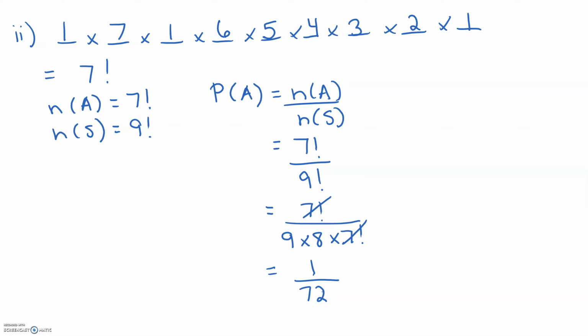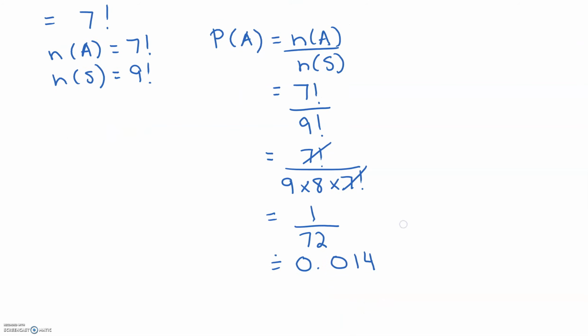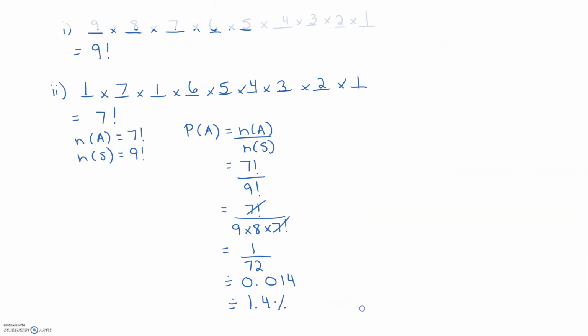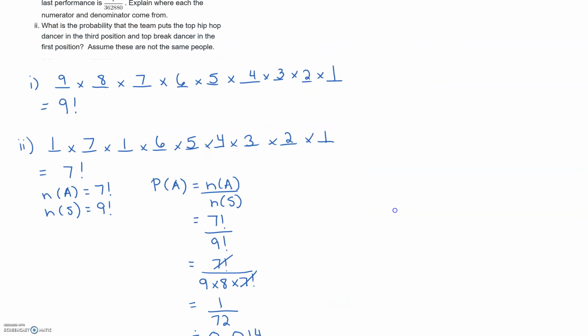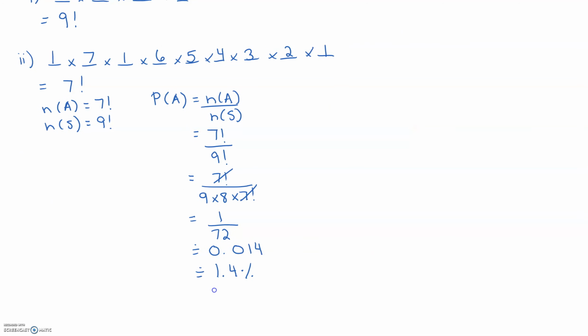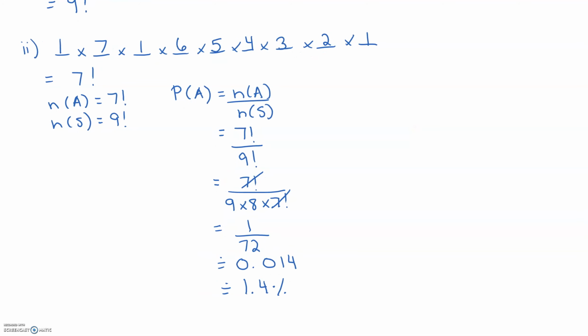So as a decimal, as a fraction, it's 1 over 72. But as a decimal, it'll be, if I round this, approximately 0.014. Which means that if you multiply that by 100, you get approximately 1.4% probability of having that top hip-hop dancer in the 3rd position and top break dancer in the 1st position.